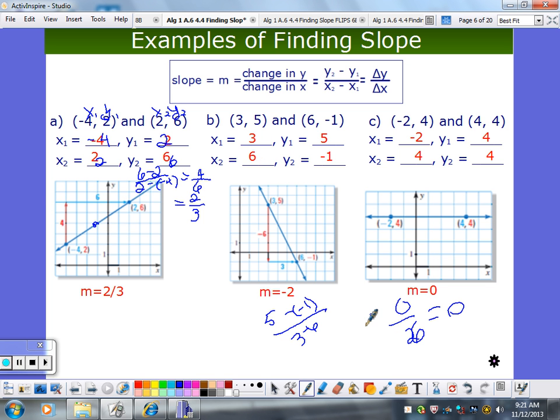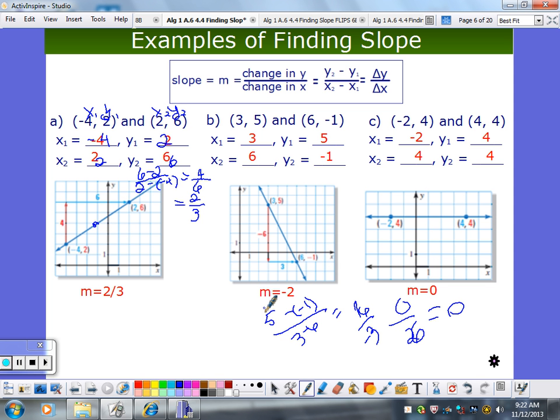So what is 5 minus -1? 6. Minus, minus. I'm having a little trouble here. 3 minus 6? -3. What's 6 divided by -3? -2. Other questions? Because really, this is all there is to finding slope.